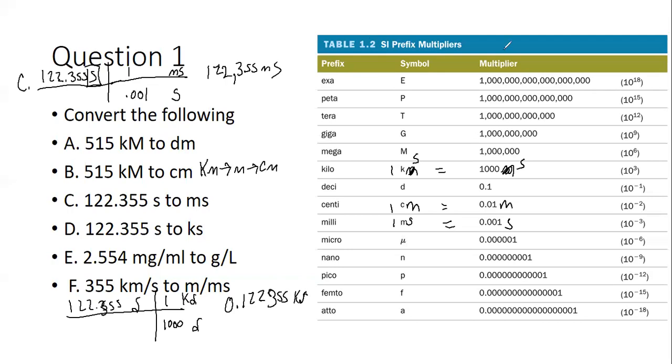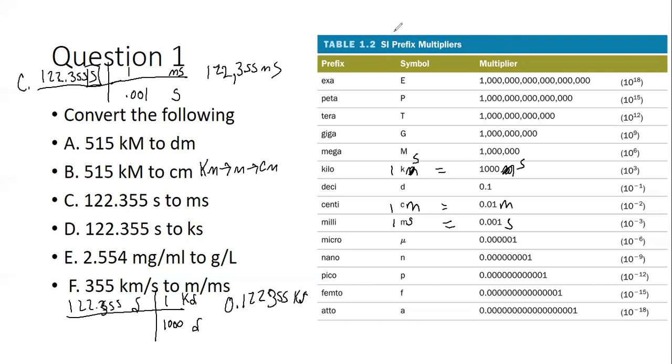So that's A through D. Any questions about that before I move on to the little more complicated E and F? All right, so if there are no questions, let's do E and F.